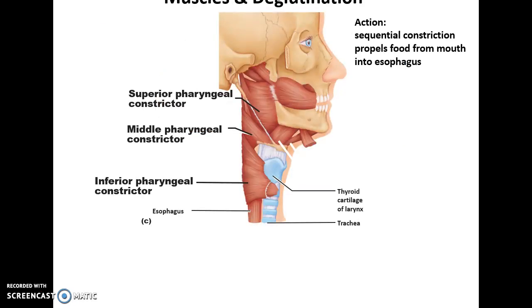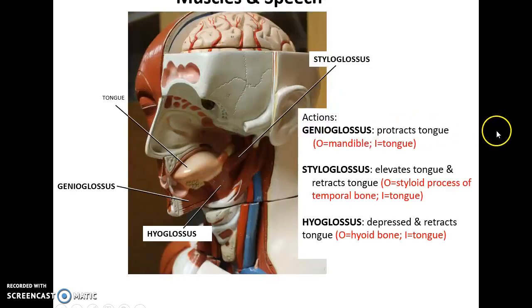Moving on to the muscles of deglutination or swallowing. There's a series of internal muscles in our pharynx or throat that sequentially will contract to propel food down to the esophagus. These include the superior pharyngeal constrictor, the middle pharyngeal constrictor, and the inferior pharyngeal constrictor.